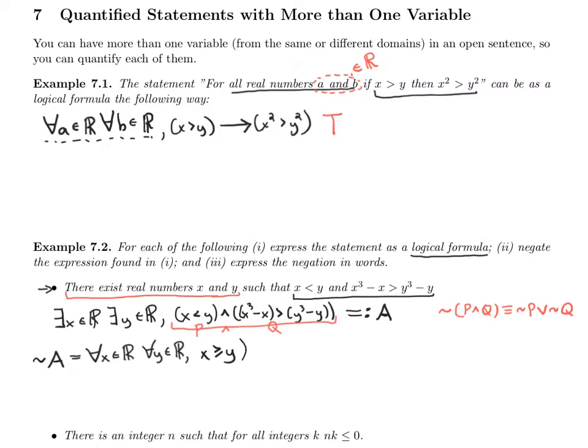Or the negation of Q. So instead of a greater than, we'll have a less than. So, or x cubed minus x is less than or equal to y cubed minus y. And remember, if you're negating a greater than, it's a less than or equal to. Remember, you need to cover all scenarios. So if it's not greater than, it could be equal as well. So it's less than or equal to.